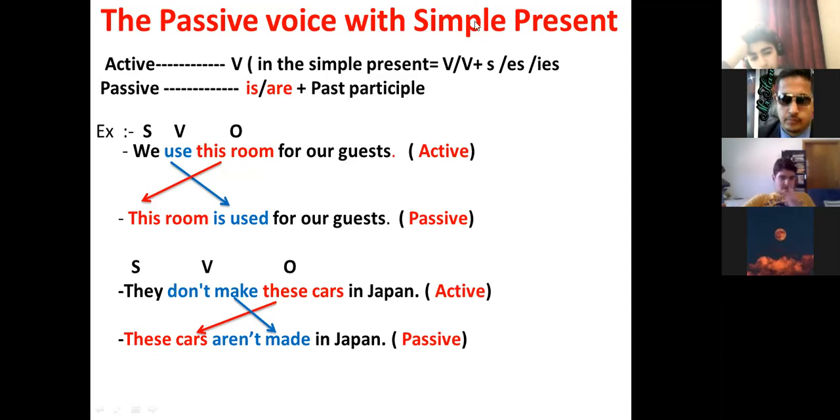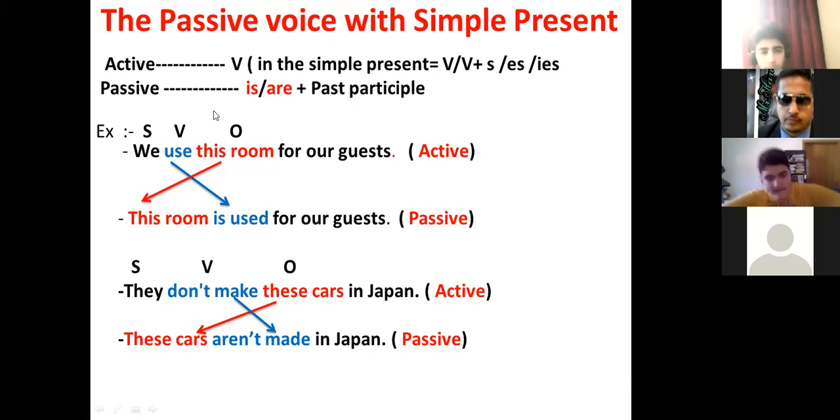Mister, can you explain this part again? Okay, Abdullah, pay attention to me, please. When I say the active sentence, I mean the normal sentence, like subject, verb, object. As we said here, we use this room for our guest.